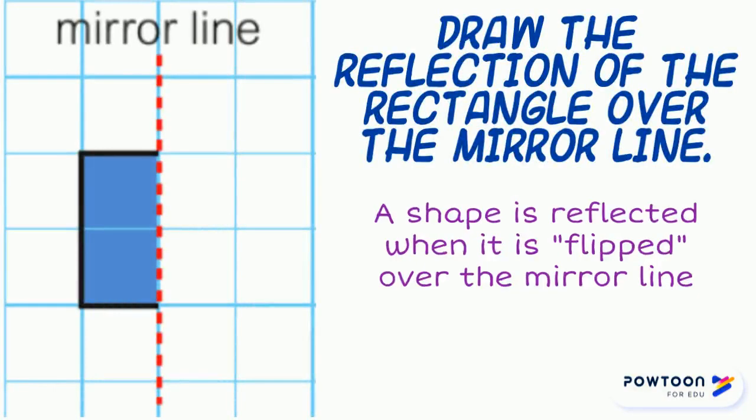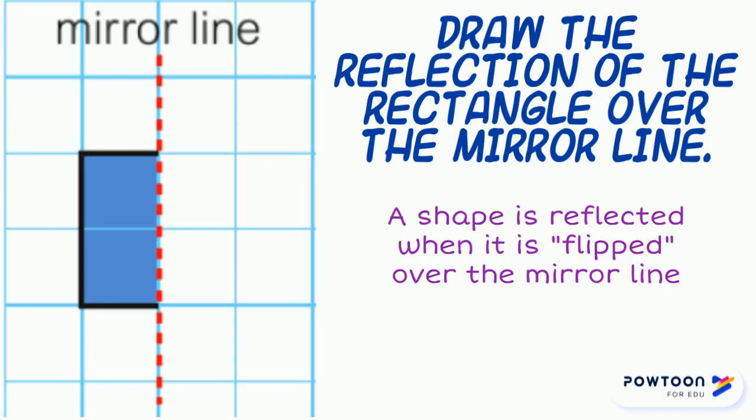Our first example is asking us to draw the reflection of our rectangle over the mirror line. The mirror line is just that dotted line that we see. Our reflection is just going to say that top left corner is now going to be on the opposite side, the same number of squares away. And we'll do that for each part until we get our rectangle on the right side as well.